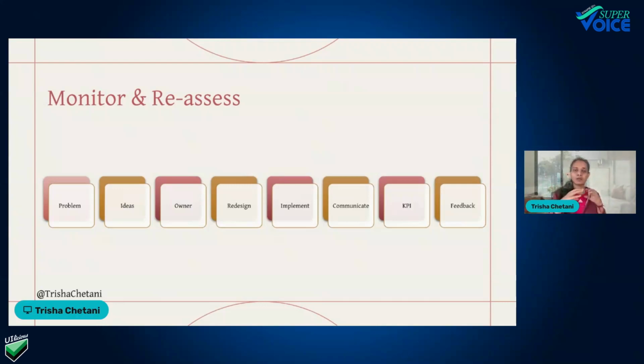Then we started implementing it, doing a small POC to see does it work? If it is working, then we communicate across. Then we started having some KPIs across those changes. And then we started having feedback again with the team to constantly improve ourselves. This helped us to improve from the quality, time, productivity, and cost perspectives.